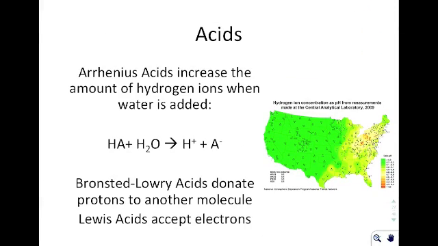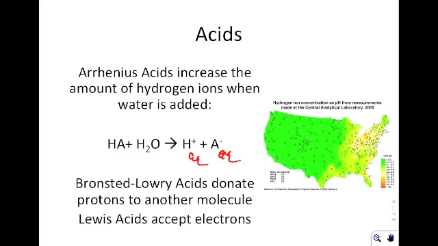Acids. Okay, there are 3 different types of acids we need to talk about. The Arrhenius acid is where you increase the amount of hydrogens when water is added. So for example, you have HA, you add water, you get aqueous hydrogen ions and aqueous A- ions. So that right there is an example of an Arrhenius acid. Okay, Arrhenius acids are the general definition that we're going to work with, but you do need to understand the Bronsted-Lowry definition for an acid, and the Lewis definition for an acid. You need to know both of those as well.